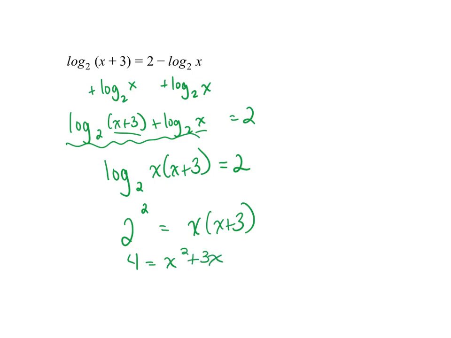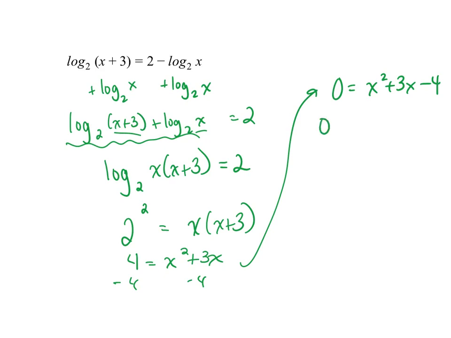Now, unfortunately for this, it's a square, so we'll have to solve it like a quadratic. So I'll get everything on one side. So we'll get 0 equals x squared plus 3x minus 4. And then I'll factor it from there. Or you could do the quadratic formula. However you want to solve this quadratic is fine. So the 2 numbers that multiply to negative 4 and add to 3 are plus 4 and minus 1. So that's going to mean x is equal to negative 4 or positive 1.